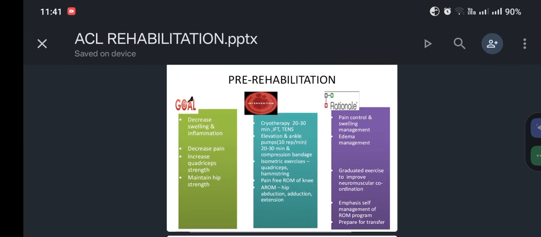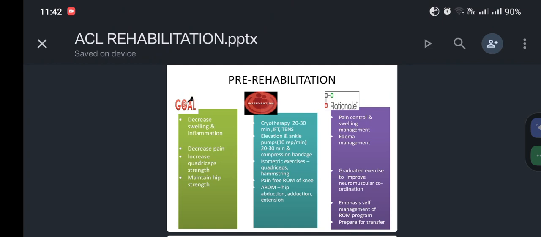First goal is to decrease swelling and inflammation. For this we can apply cryotherapy for 20 to 30 minutes, IFT or TENS to the affected part where the swelling is present around the knee joint. Then elevation and ankle pumps can be advised, 10 repetitions per minute for 20 to 30 minutes, with a compression bandage. That will drain the excessive accumulation of fluid and help to relieve the swelling and inflammation. The rationale behind managing swelling and inflammation with IFT, TENS and cryotherapy is that it will control the pain and swelling and also control the edema.